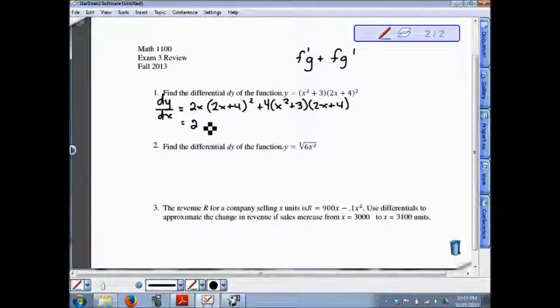So we're going to factor out a 2 times 2x plus 4. That's going to leave an x times 2x plus 4 plus 2 times x squared plus 3. Now simplifying this in the middle, this is going to be 2x squared plus 4x. This is another 2x squared plus 6 right there. So we simplify that, we're going to have 4x squared plus 4x plus 6.